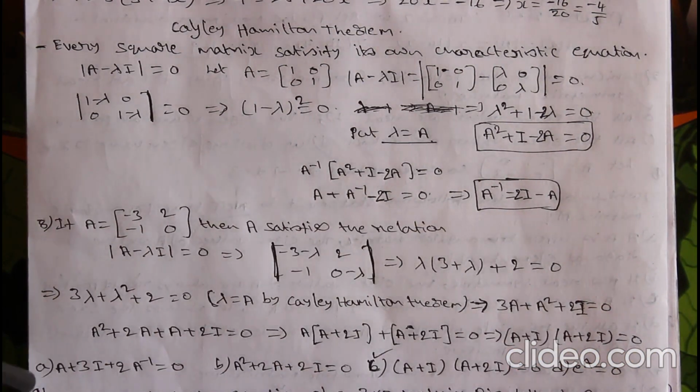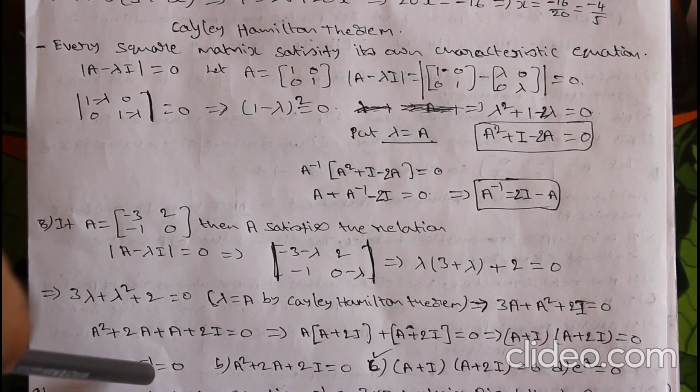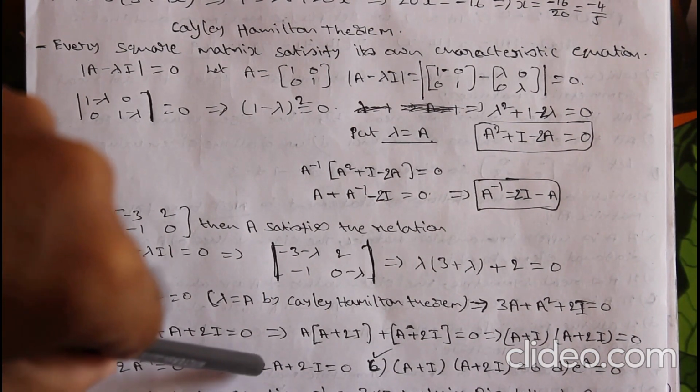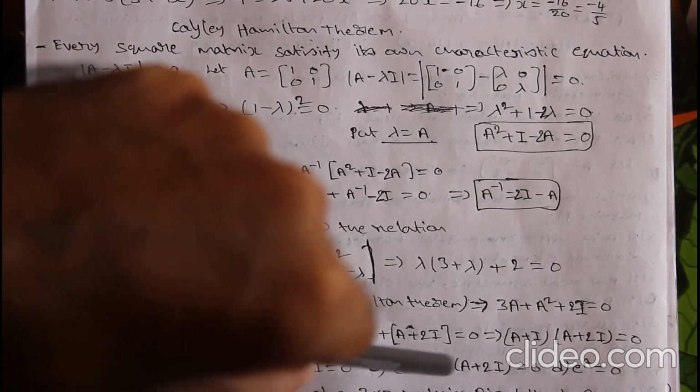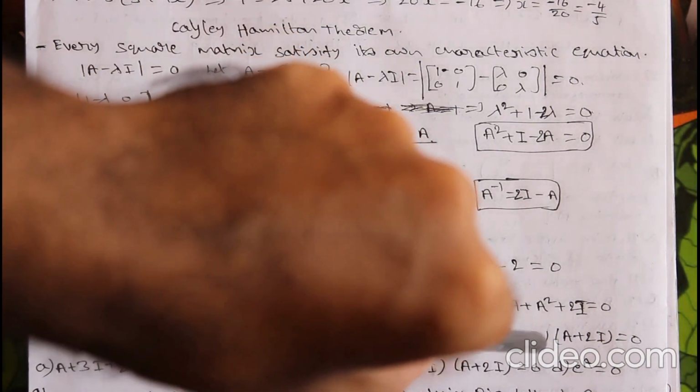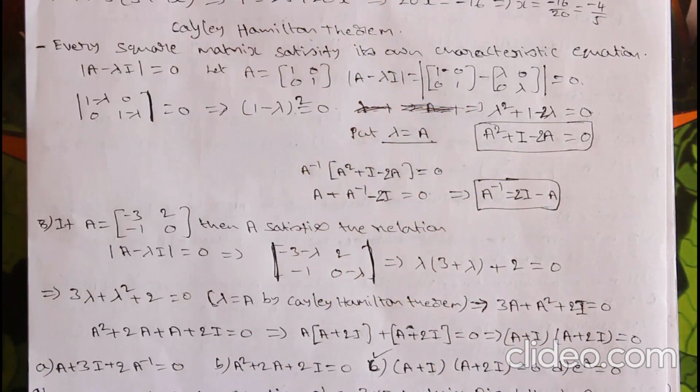Look at the options given. Option A is wrong. Option B, A square plus 2A plus 2I, is wrong. Option C, A plus I into A plus 2I. See, here we got A plus I into A plus 2I. So option C is correct.